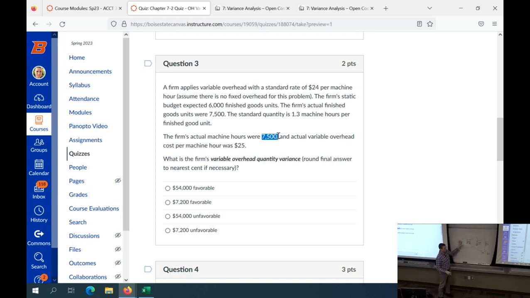Sometimes I'll give that to you, and sometimes you have to derive it. I'll say this was the actual variable overhead cost, and I'll also give you the actual quantity. And so you have to divide the actual cost by actual quantity. All right, so let's go back to the theory here.